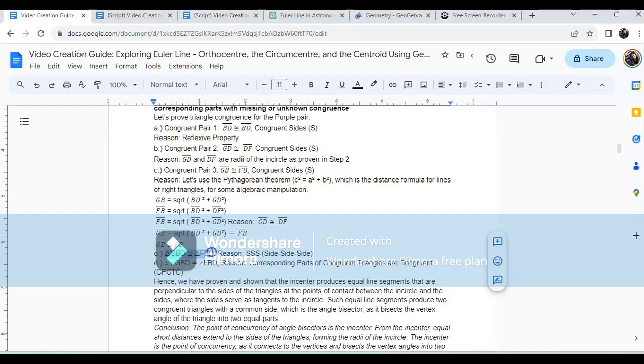So we can then say that triangle GBD is indeed congruent to triangle FBD, and the reason is, of course, the side postulate. And since these two triangles are congruent, all of the corresponding parts are also congruent. Therefore, we can say that angle GBD is also equal to angle FBD. So these are the two angles at the vertex.